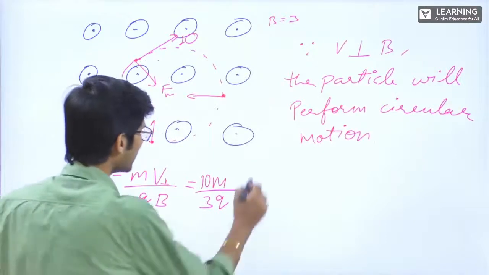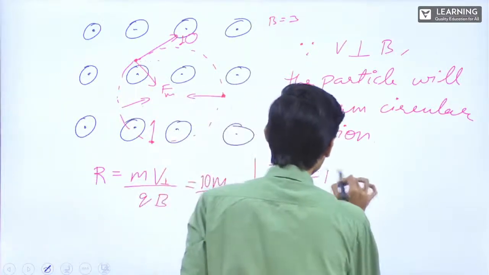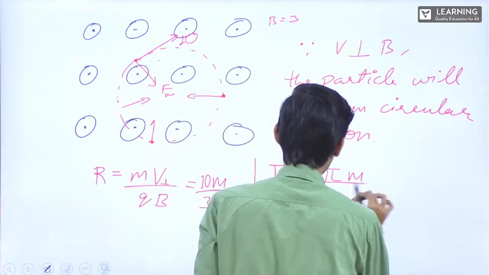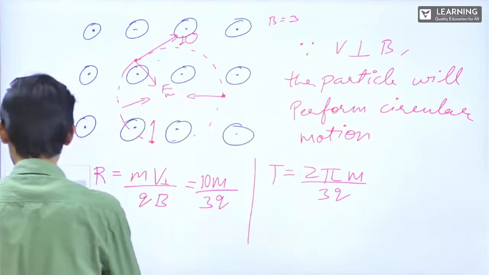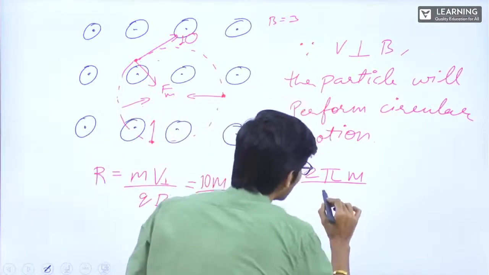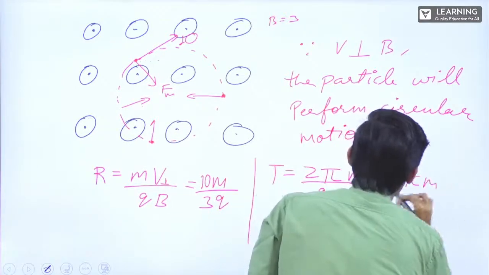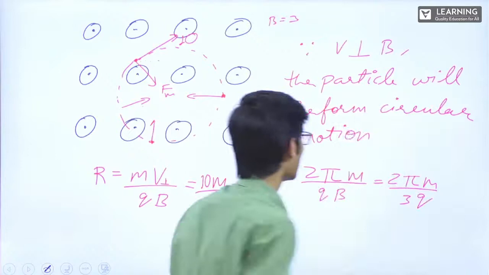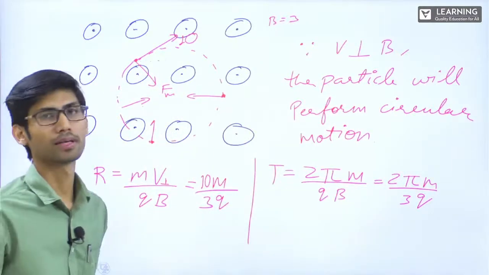Now, what will be the time period? 2 pi m upon qB, that is 2 pi m upon 3q. Some people will be like, from where did this 3 come? 2 pi m upon 3q. Clear? This is the radius, and that is the time period.